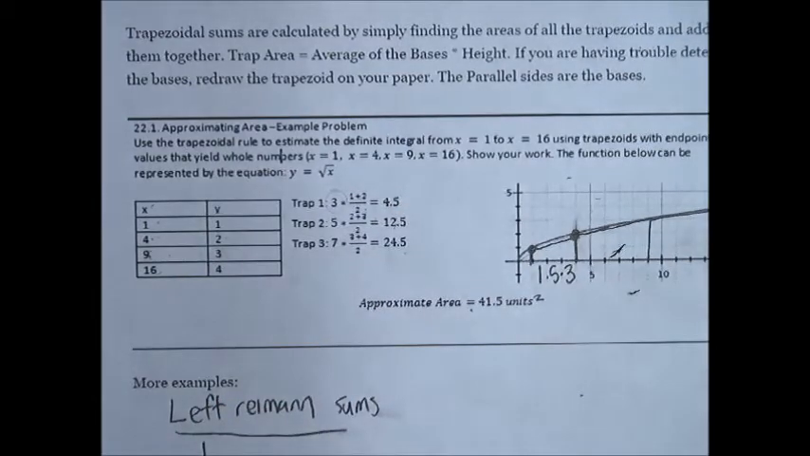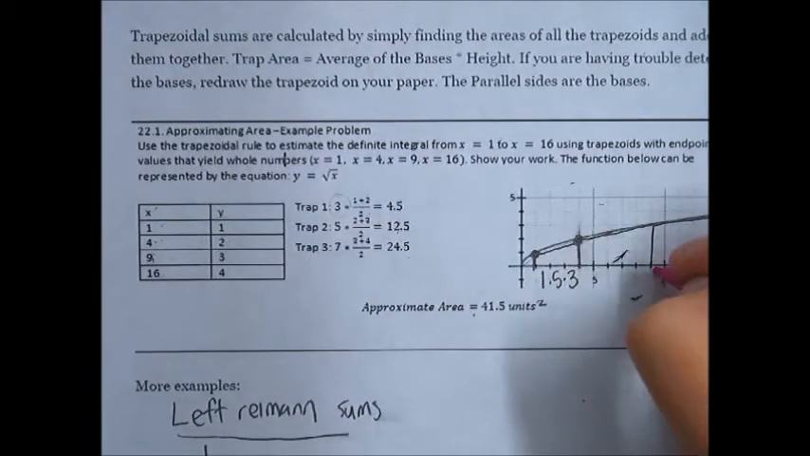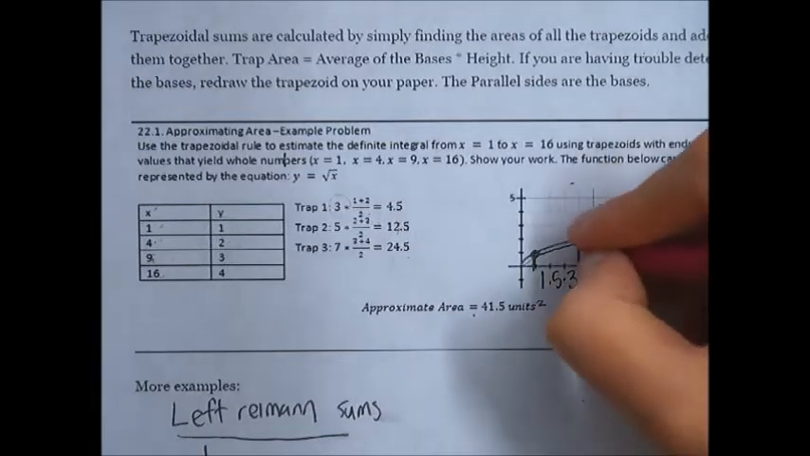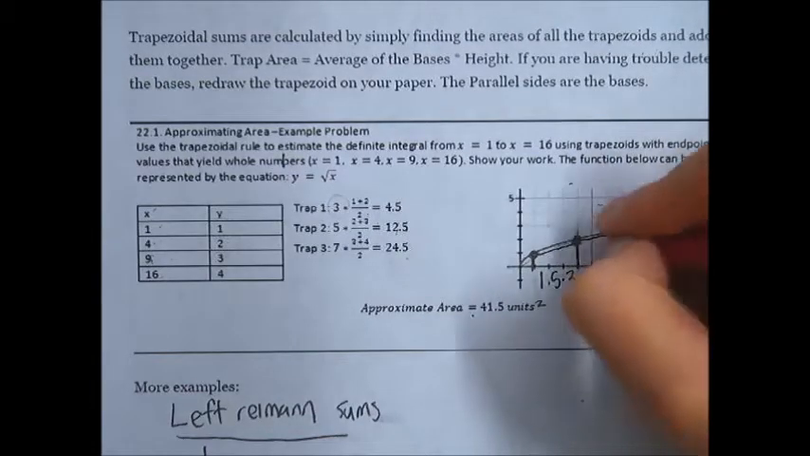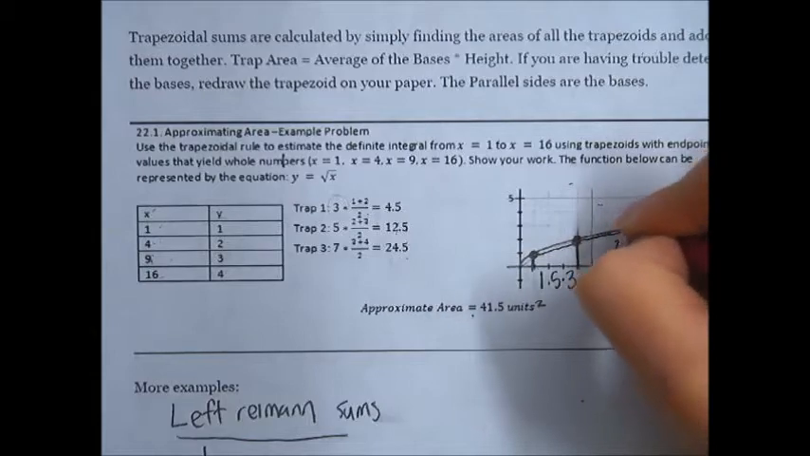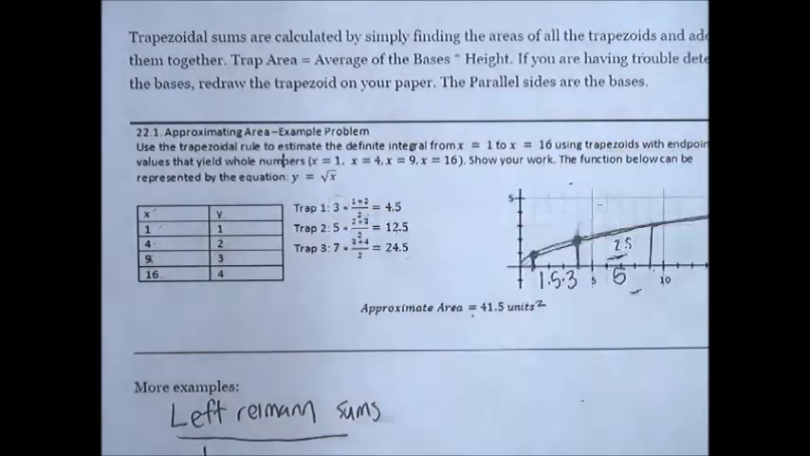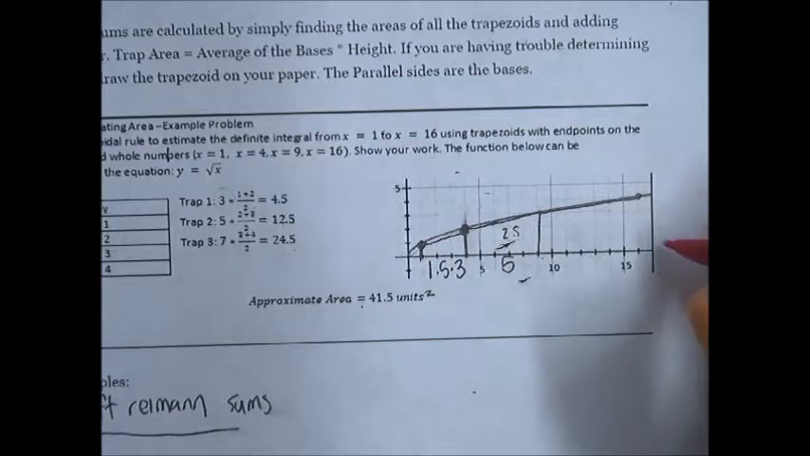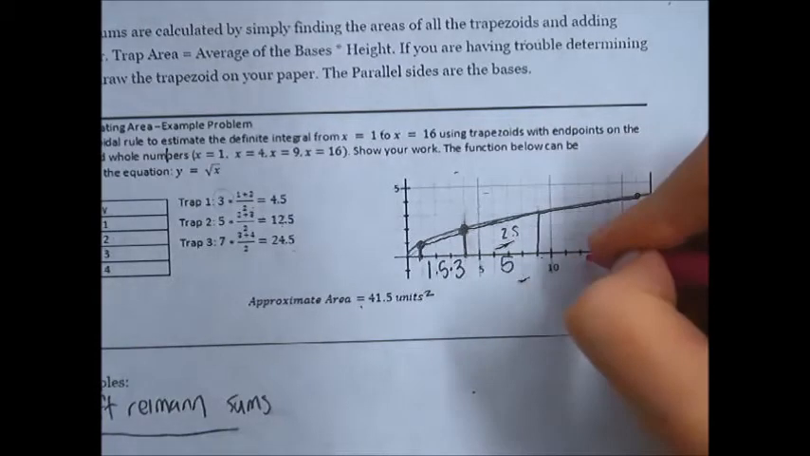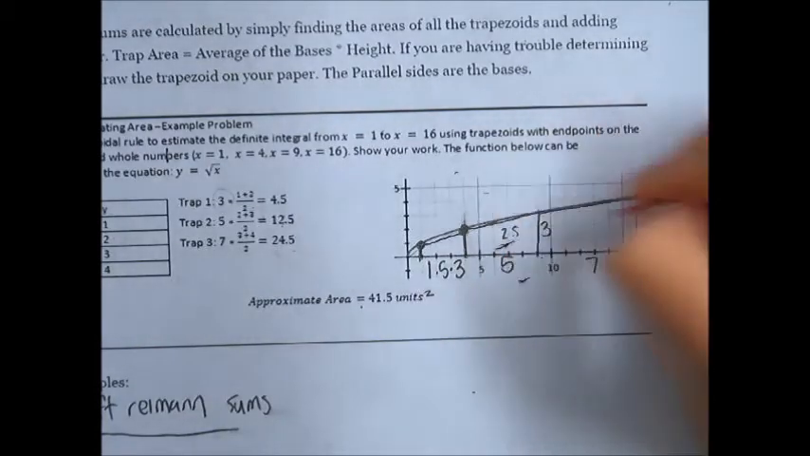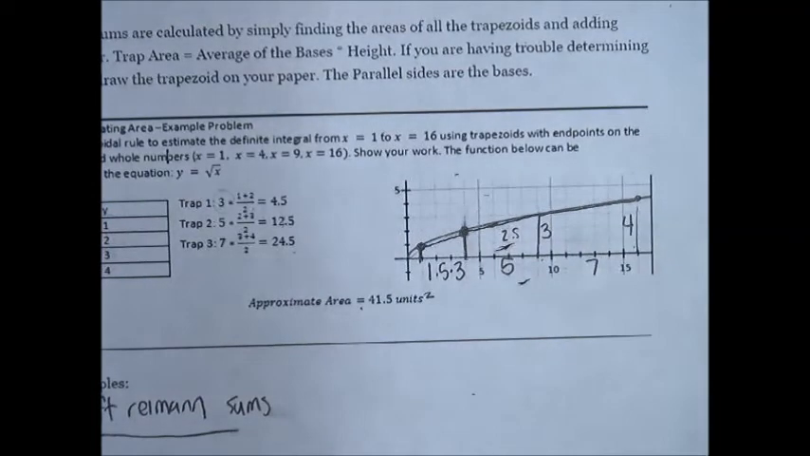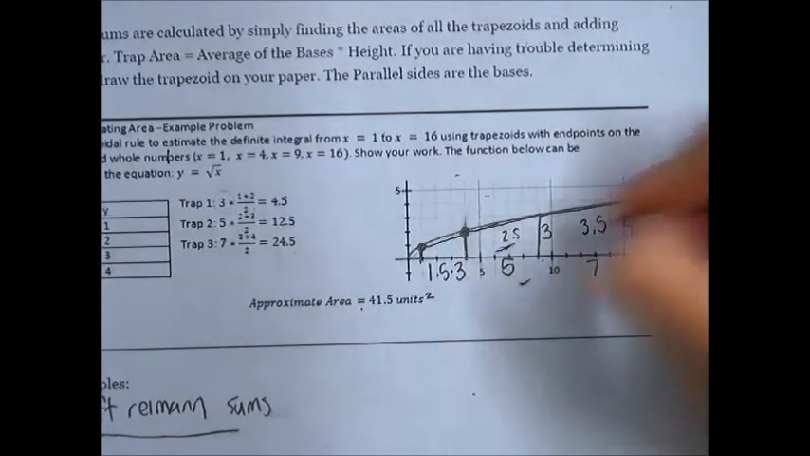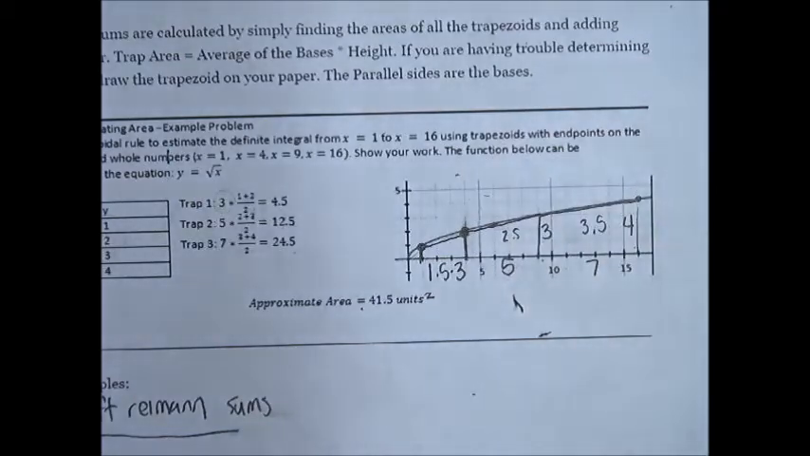On our second interval, we're going from 4 to 9. That's 5 across. And our height on this side is 2, our height on this side is 3, so our average height is 2.5, and so we do 2.5 times 5, and we get 12.5. On our third interval they give us in this problem, we're going from 9 to 16, that's 7 across. We have a height of 3 on this side, a height of 4 on this side, so the average is 3.5. And so we just do 3.5 times 7, and we get 24.5.